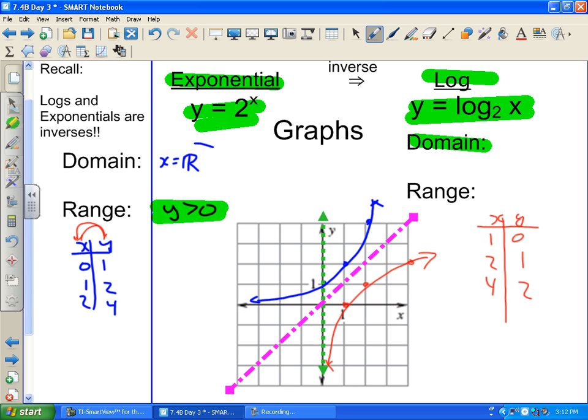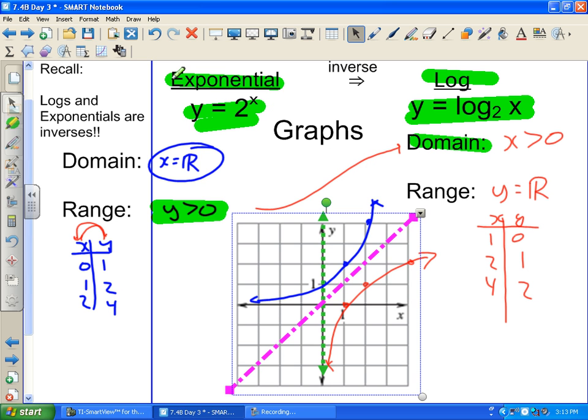Before, my domain was all real numbers. My range now will be all real numbers. My range was restricted for exponents. My domain will be restricted now for logs. X is now greater than 0. And that matches. If we're looking at the graph of the log, take away the right one here.